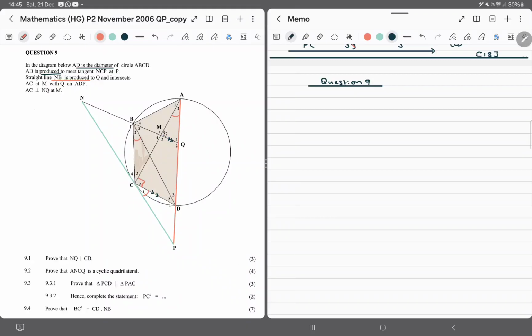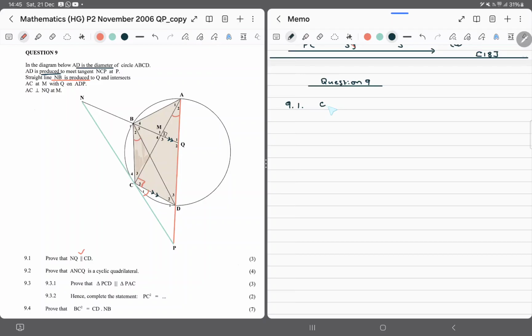Sometimes doing too much is not necessary. But remember, this parallelity, we need to justify it. We can't just assume they see it. We have to assume somebody doesn't see it. And so we show it to them, those who are interested. 9.1 says prove that NQ is parallel to CD. Can you see that? Very nice. 3 marks. So some questions can be easy.